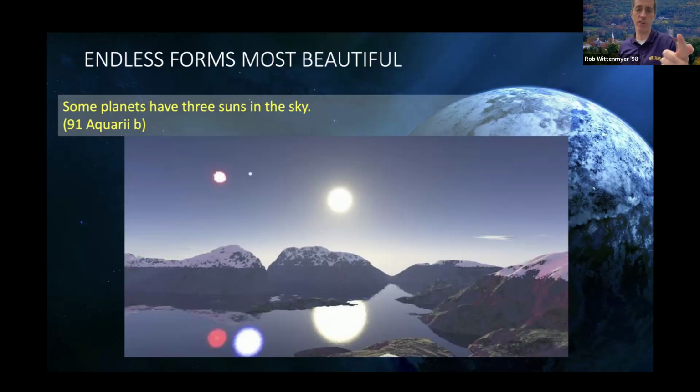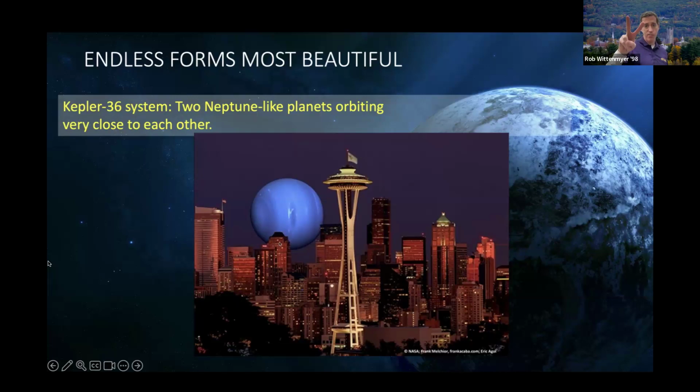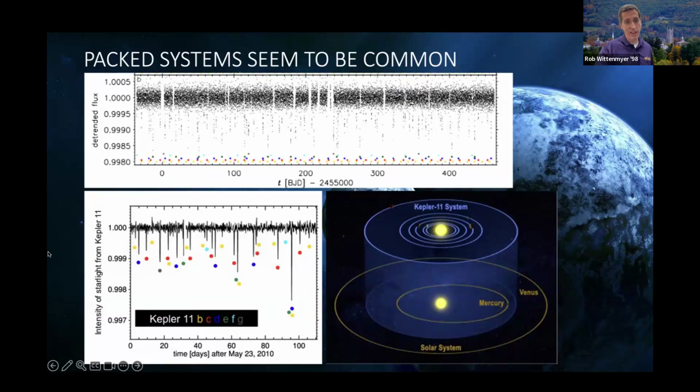Kepler 36 is one where the 2 planets in the system are so close together in their orbit that if you stood on one, this is what you would see for scale when the other one went zipping by. It'd be that big in the sky. So this happens a lot too. Packed systems like that are actually pretty common.